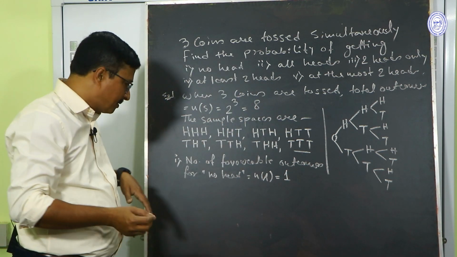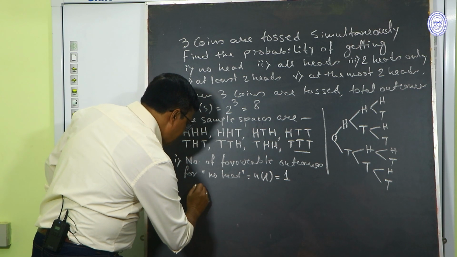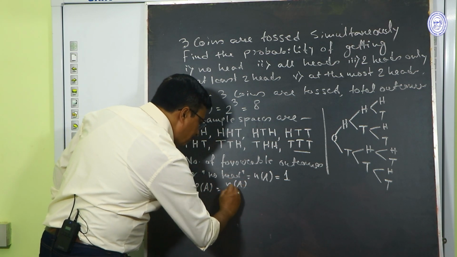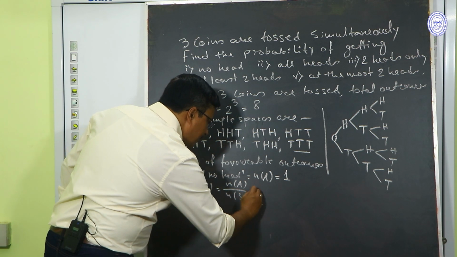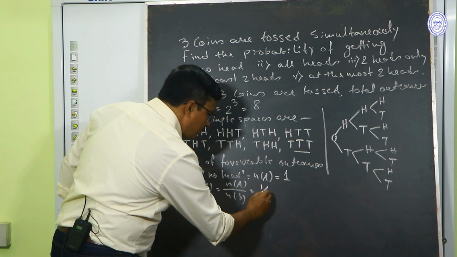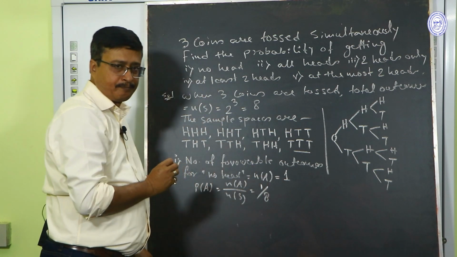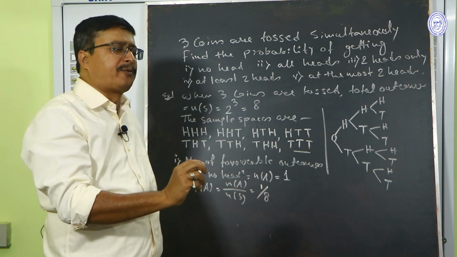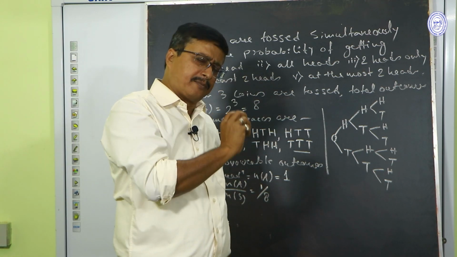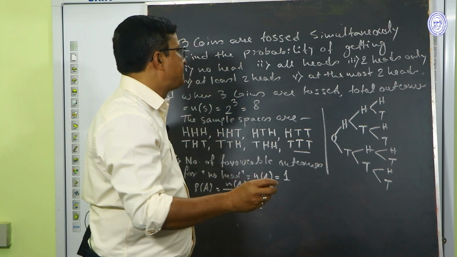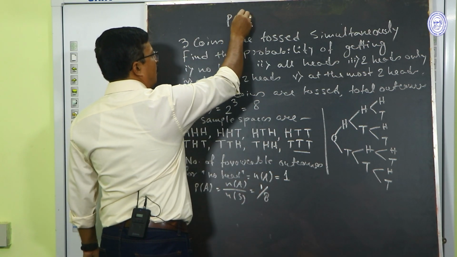একটাই অপশন এখানে আমরা পাচ্ছি। So required probability, that is probability of A equal to number of A by number of S. The number of A's value is 1 and number of S is 8. So 1 by 8 is your answer. Remember that all the answers of any type of probabilities, whether it is probability theory or probability distribution, must lie between 0 to 1 always.